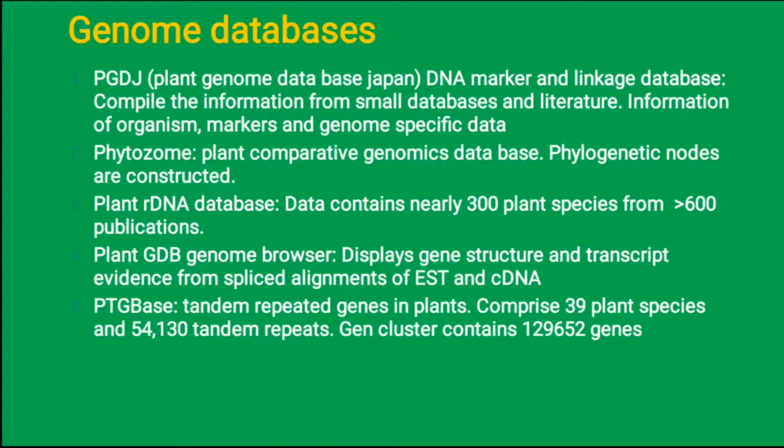PlantGDB Genome Browser is another database that displays gene structure and transcripts, ESTs and cDNA. And PTGBase is another database of tandem repeated genes in plants, and it comprises 39 plant species and 54,130 tandem repeats reported in the database. Gene clusters contain 129,652 genes.